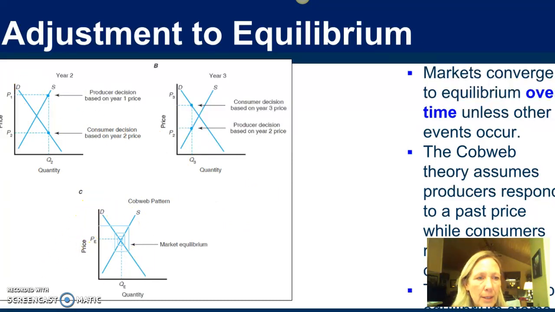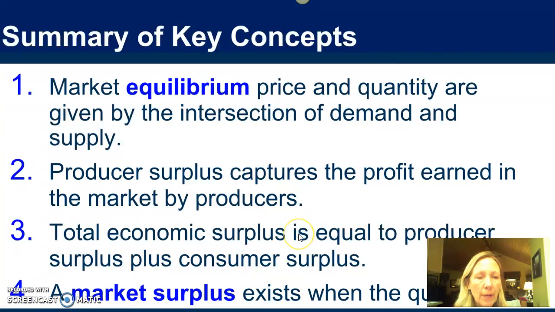on my slide presentation. Okay, so we learned about market equilibrium. Price and quantity are given by the intersection of demand and supply. Producer surplus is the profit earned by the producers. Economic surplus is producer surplus plus consumer surplus. And a market surplus exists when the quantity supplied is greater than the quantity demanded.